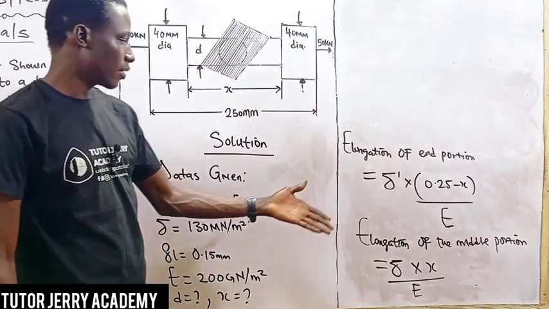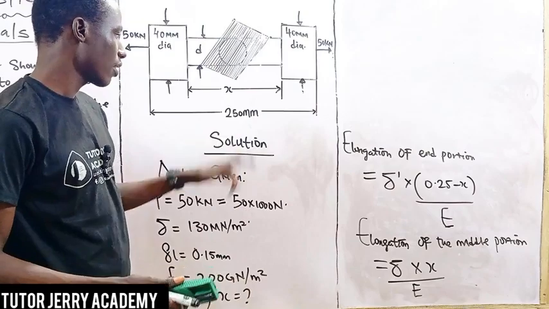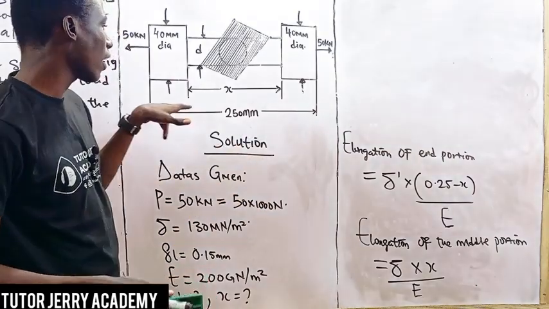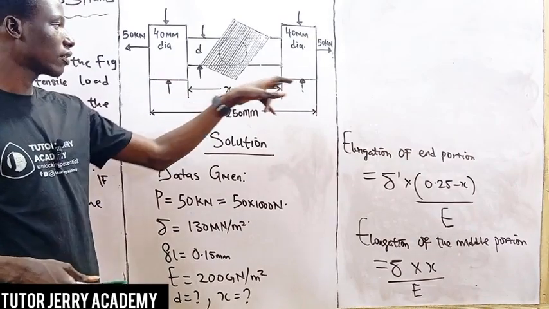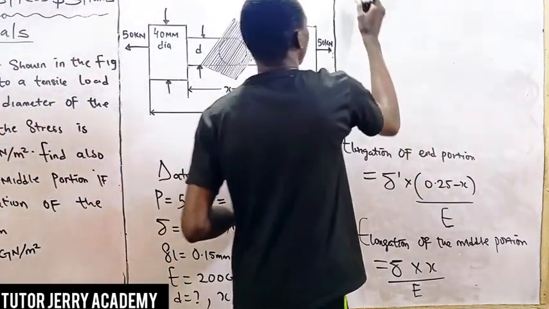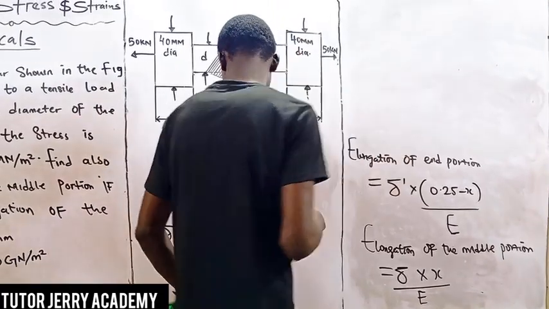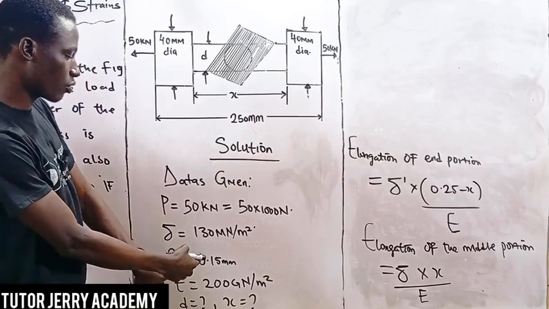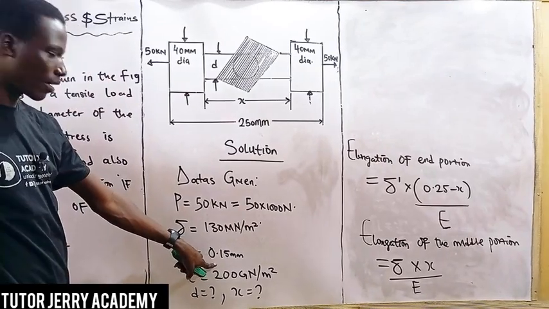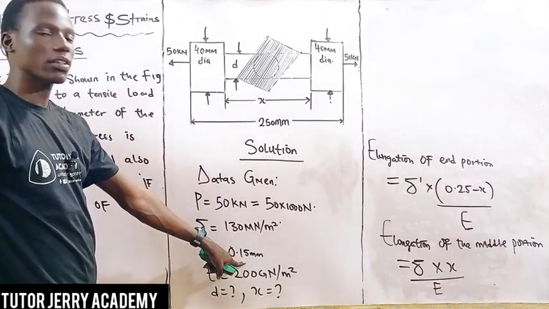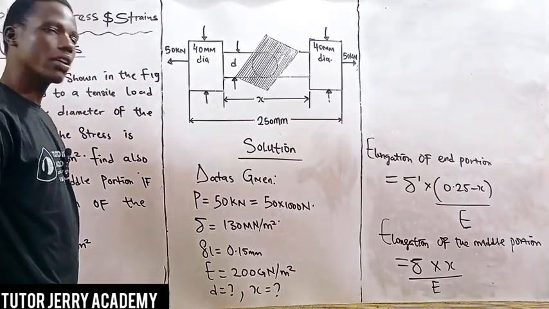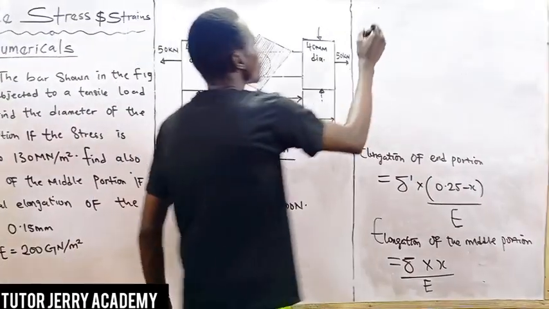In order to get x, which is the length, we're going to use the formula that says the total elongation of this bar is equal to the elongation of the end portion plus the middle portion. Our total elongation is 0.15 millimeter. Before we proceed, we convert this to meter by dividing by 1,000. So 0.15 divided by 1,000 gives us 0.00015.